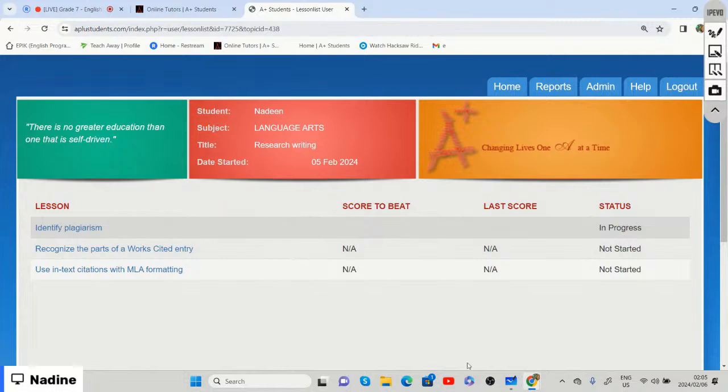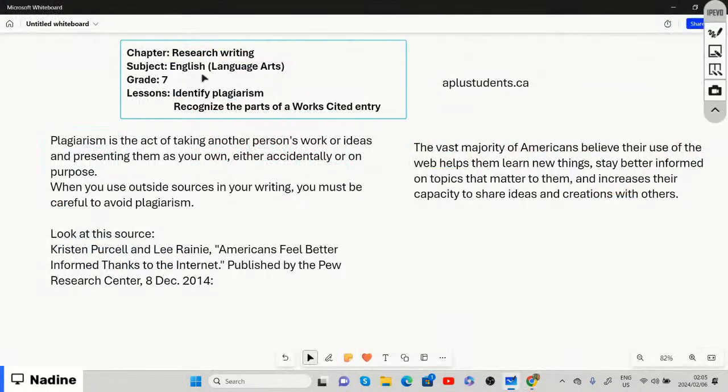So we're doing research writing. Our chapter is research writing. Our subject is English language arts, grade 7. And the lessons that we're going to be focusing on are to identify plagiarism, and then recognize the parts of the works cited entry.